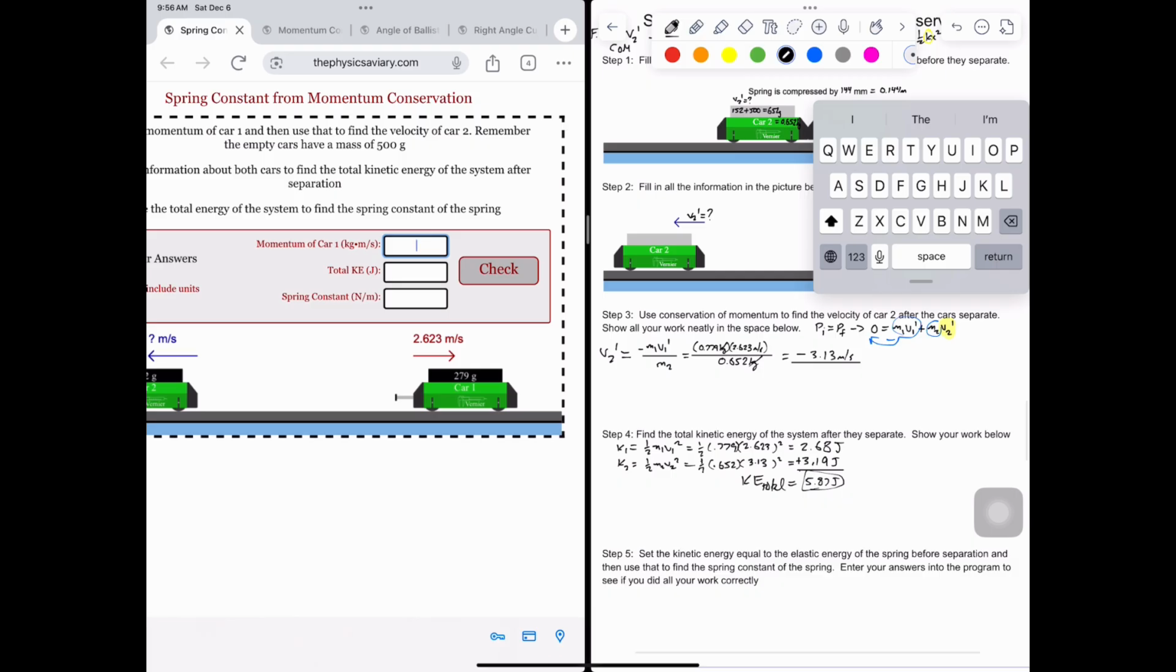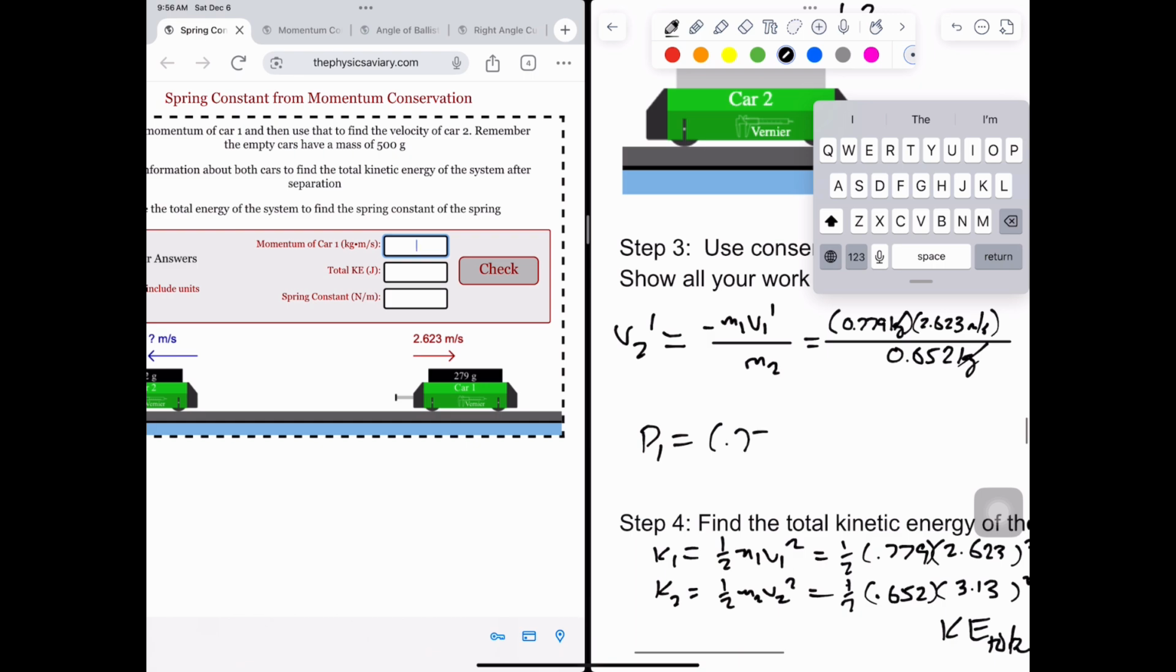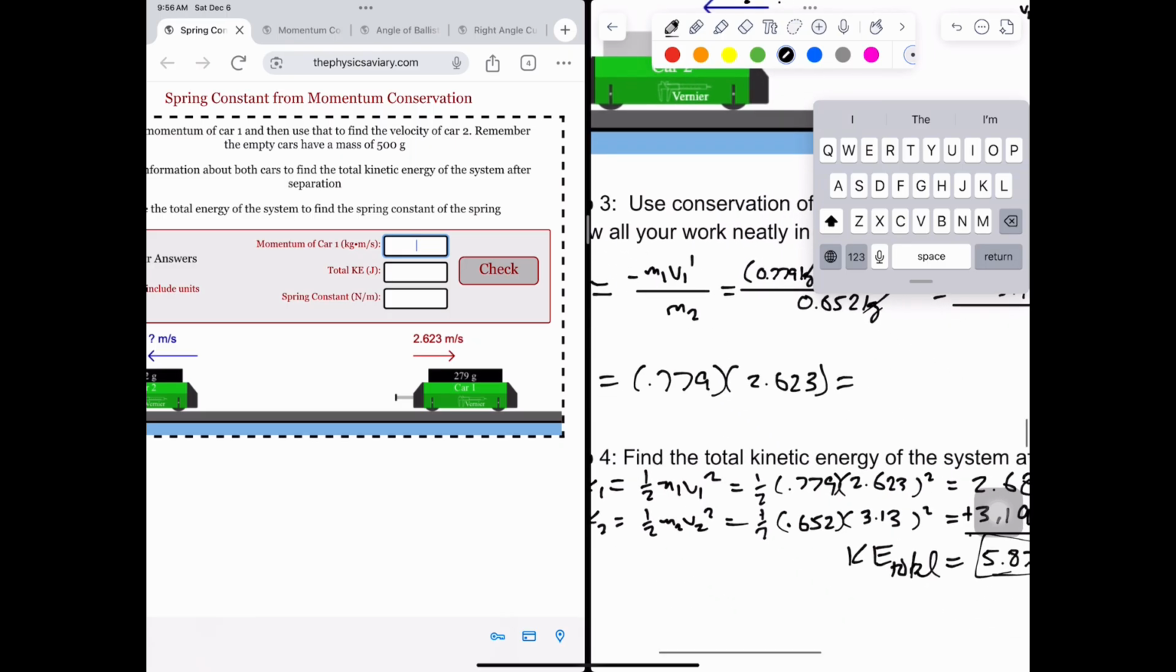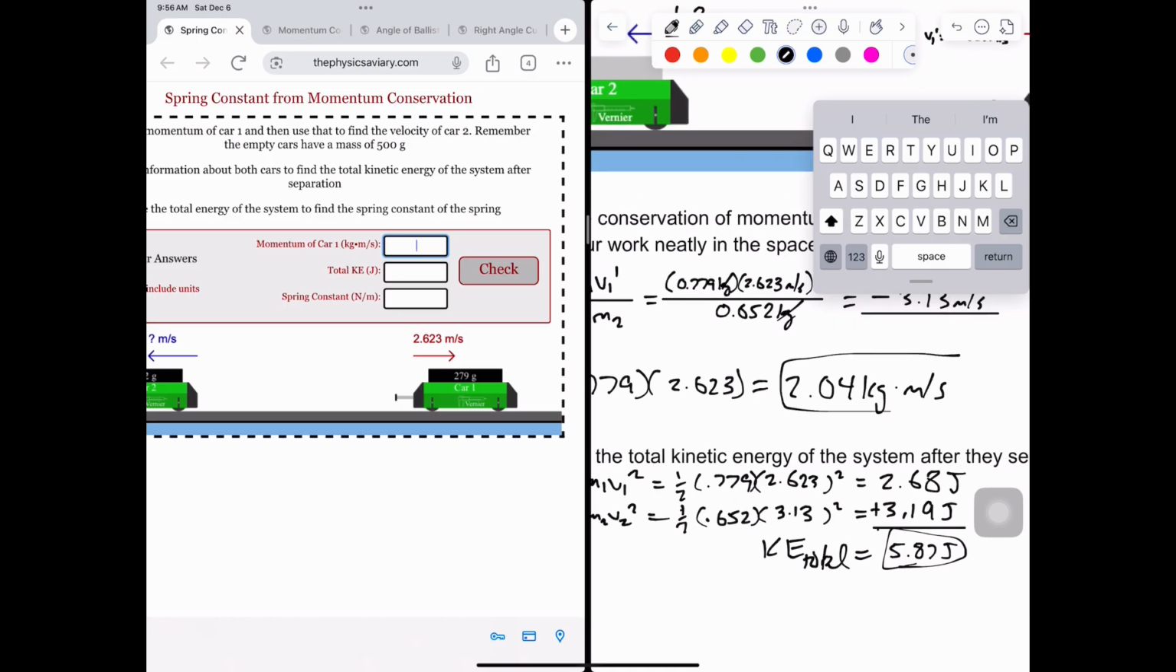Okay, I need the momentum of car 1. So that one's just going to be 0.779 times 2.623, because that's the first thing we have to enter. That gives .04 kilograms meters per second. Our total kinetic energy.